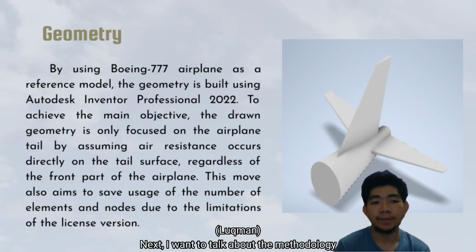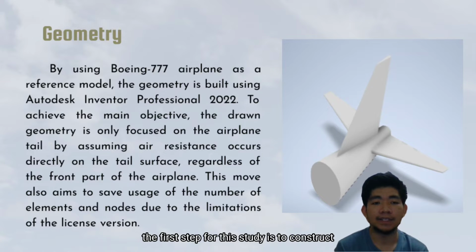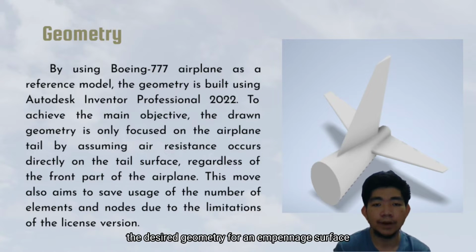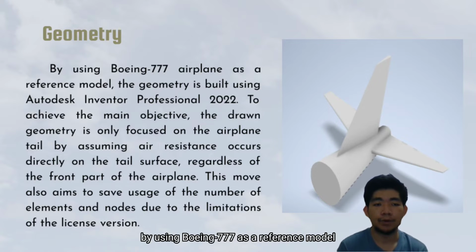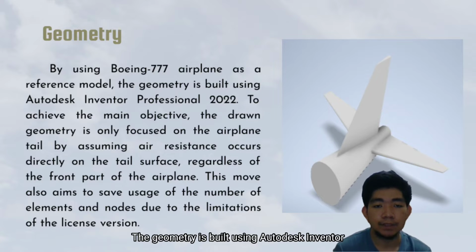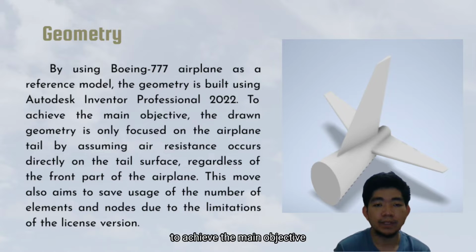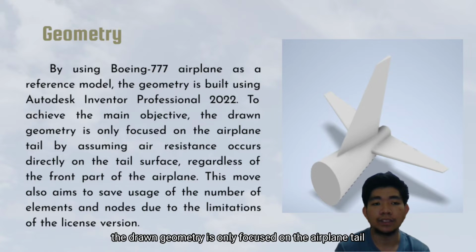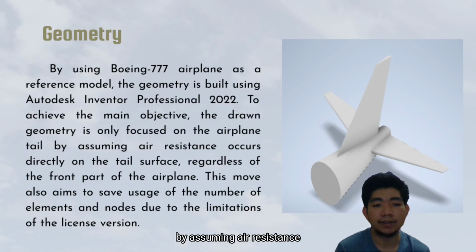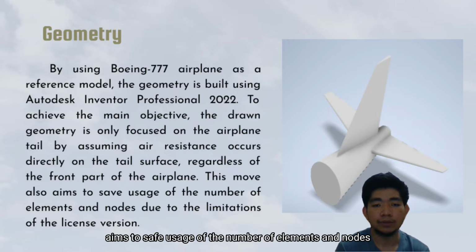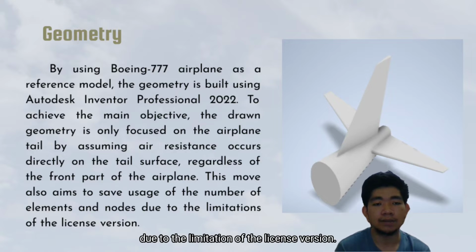Next, I want to talk about the methodology. The first step for this study is to construct the desired geometry for an empennage surface. By using Boeing 777 airplane as a reference model, the geometry is built using Autodesk Inventor Professional 2022. To achieve the main objective, the drawn geometry is only focused on the airplane tail by assuming air resistance occurs directly on the tail surface, regardless of the front part of the airplane. This move also aims to save usage of the number of elements and nodes due to limitation of the licensed version.